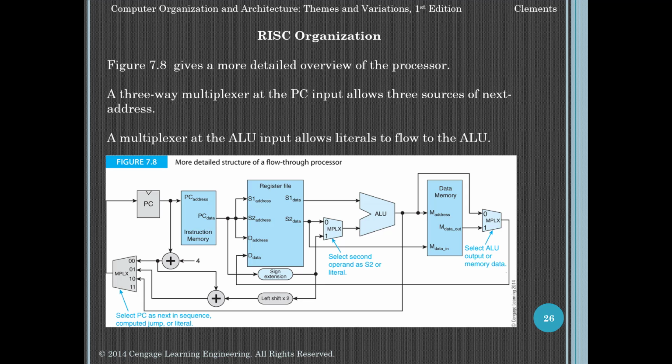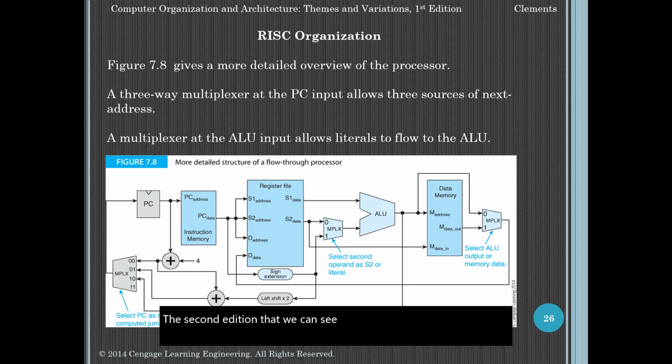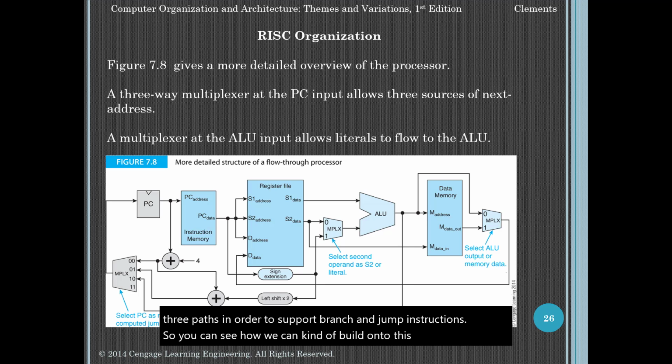The second addition that we can see here is the 4-way input multiplexer to the program counter, which selects between one of 3 paths in order to support branch and jump instructions. So you can see how we can build onto this basic idea, slowly adding features until we get up to what we would probably consider to be a usable processor. So next we'll look at how we can examine the operation of the processor by looking at various classes of instruction and how those are executed.